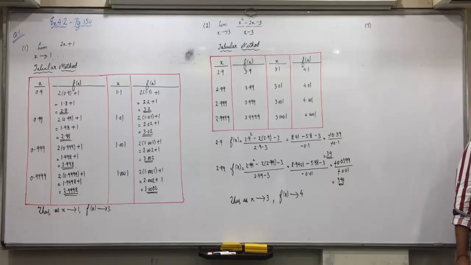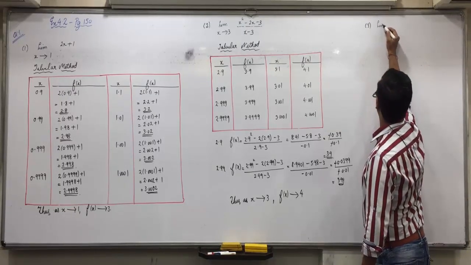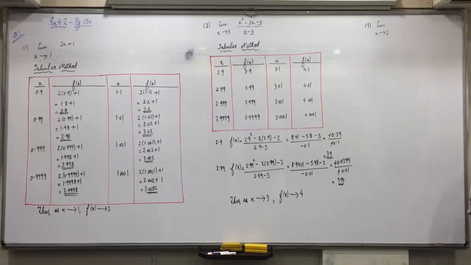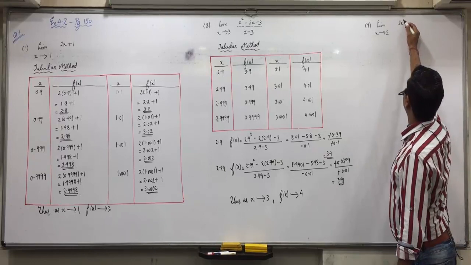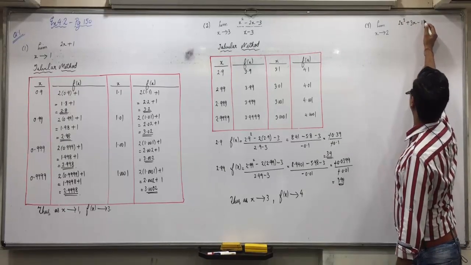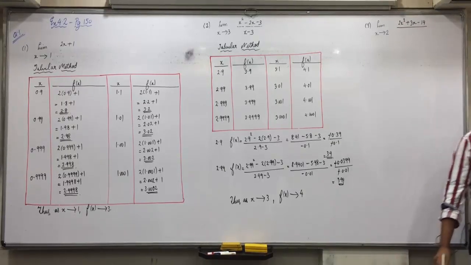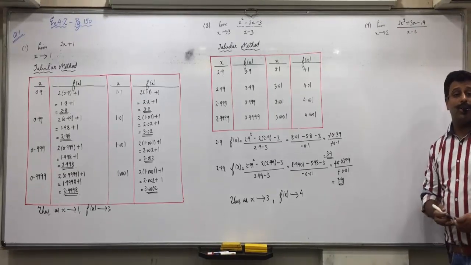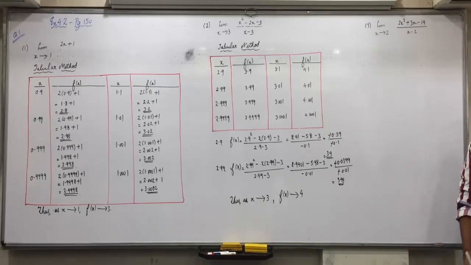Is everyone clear with this? Limit x tends to 2, x squared plus 3x minus 14 divided by x minus 2. Here also if you put 2, you'll see 2 minus 2 is 0. Okay, you'll put 2, then you'll find the value comes to 0. So we need to use the tabular method or factorization method to find out if the value was near to 2, then what functional values are possible.